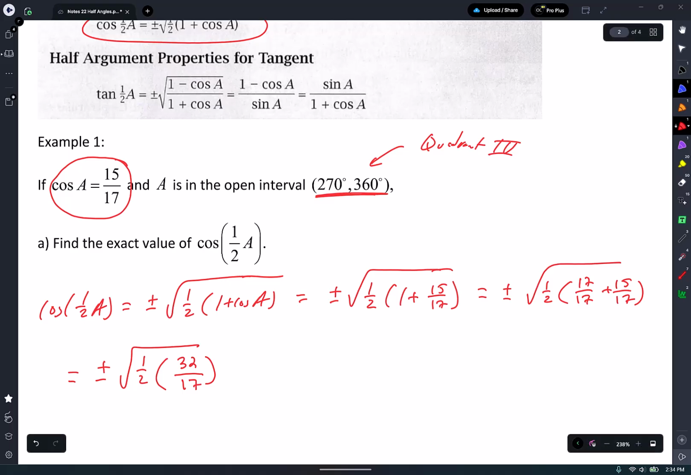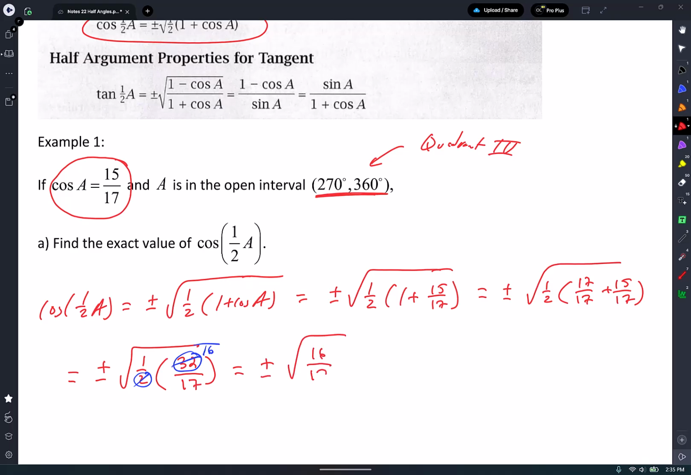Here's how I do it. You don't have to do it the way I do it. I see a 2 in the bottom. I see a 32 on the top. And since I'm multiplying, it's kind of like an inverse operation, 32 divided by 2. How many times does 2 go into 32? What did I say, guys? 16, yeah. Plus minus square root of 16 over 17.